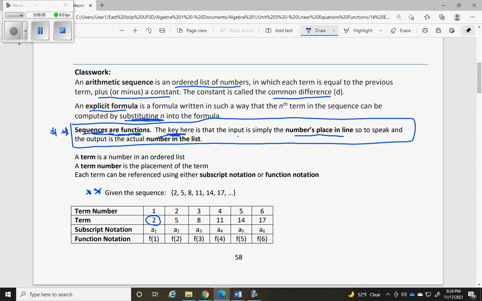The term 2, it's first in line, so that's why we call it a sub 1. Term 5 is second in line. That's why we call it a sub 2. Term 8 is third in line, and that's why we call it a sub 3. Term 11 is fourth in line, so we call it a sub 4, and so on. Now, I've been using this subscript notation because that's what I like to use when we're talking about sequences, but we can use function notation as well.